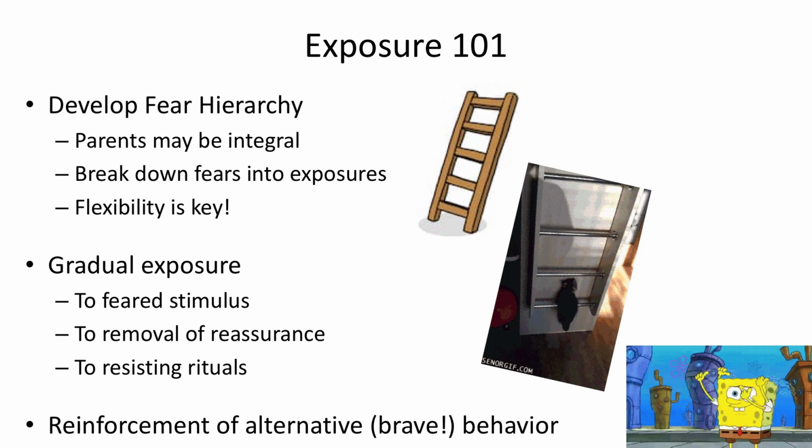Then, once we have our plan of attack, what we're going towards on our ladder, then we gradually work on exposure. So we start with maybe being around the thing that they're scared of, getting rid of reassurance from mom that, no, you're not gonna get hit by the car, it's fine. Or, if kids are doing any rituals like having to check 100 times, we're gonna resist. We're only gonna check if a car's coming one time, and then we're done. We're not gonna do it 100 times.